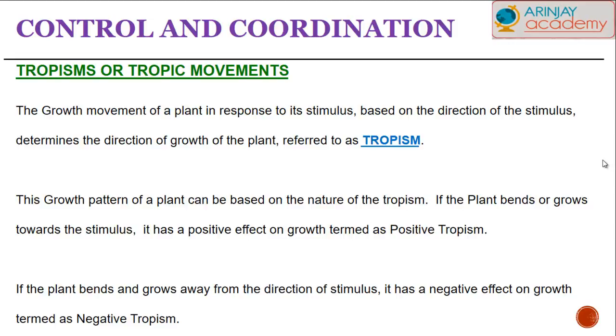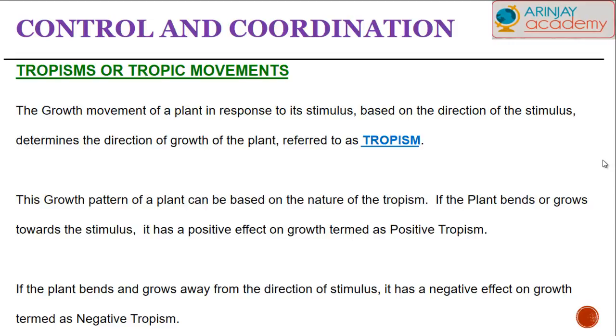Tropism. This is just the growth movement of a plant in response to a stimulus. It is based on the direction of the stimulus, and this decides which direction the growth of the plant will be. Say for example, if a plant is put in a lighted room with a bulb, the plant will have the tendency to grow towards that lighted bulb.